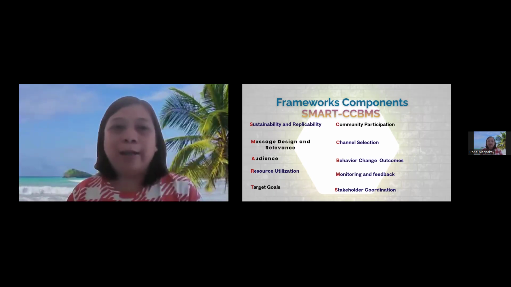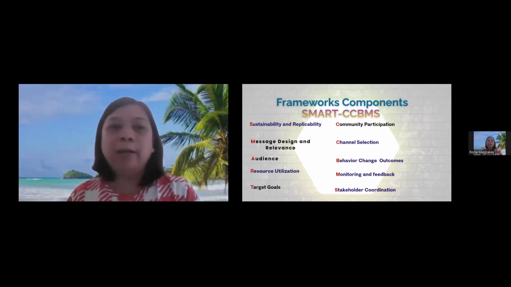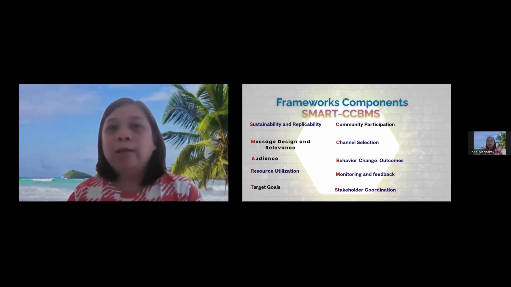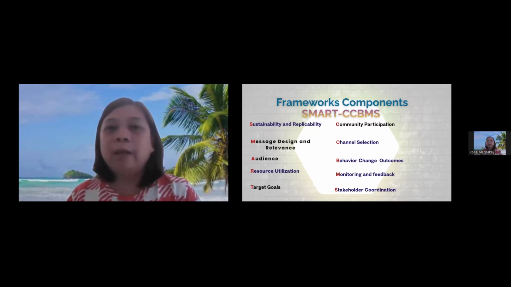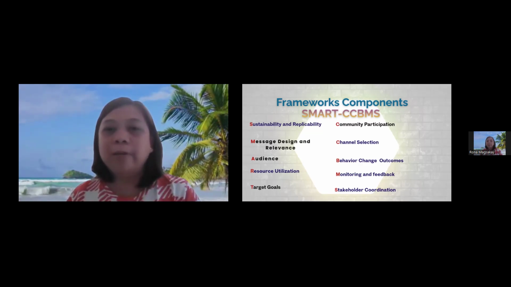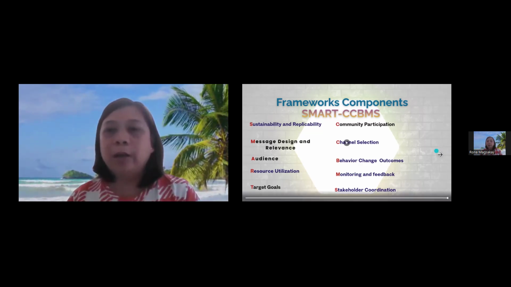M for message design and relevance, A for audience, R for resource utilization, T for target goals, C for community participation, C for channel selection, B for behavior change outcomes, M for monitoring and feedback, and S for stakeholder coordination.